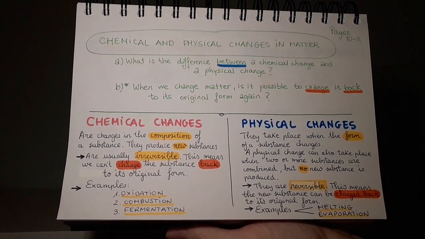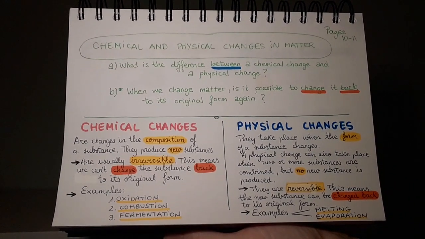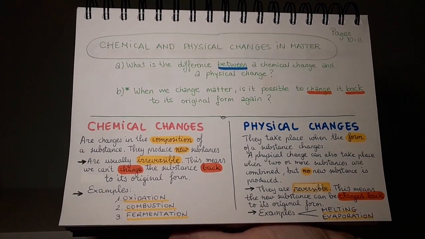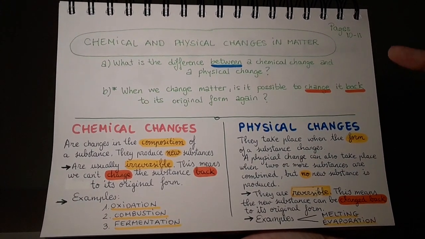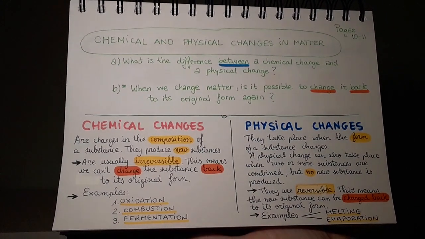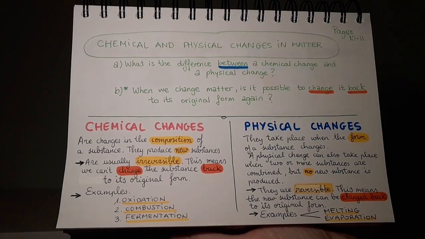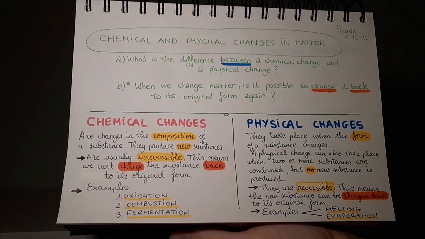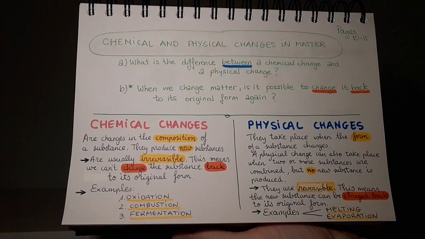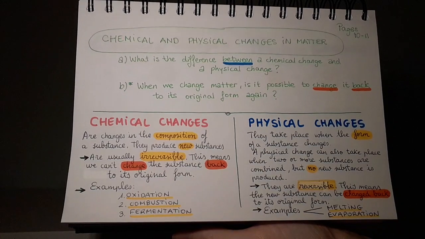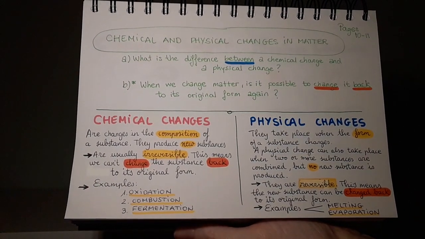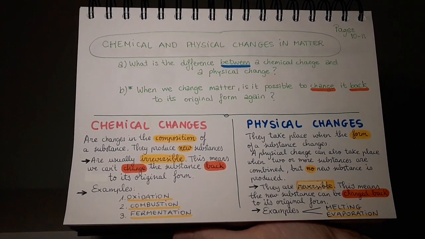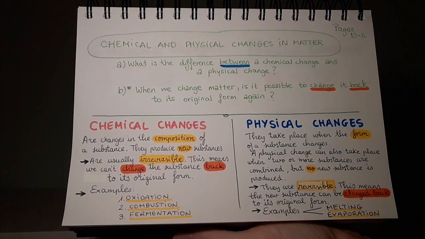Okay, today's topic is chemical and physical changes in matter. We are on pages 10 and 11 in your books. As you can see on the top, here I have two questions, A and B, that you have to copy in your notebooks at the end of the video. And of course, you need to answer both questions as well.